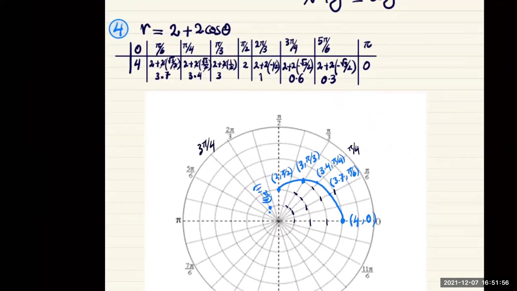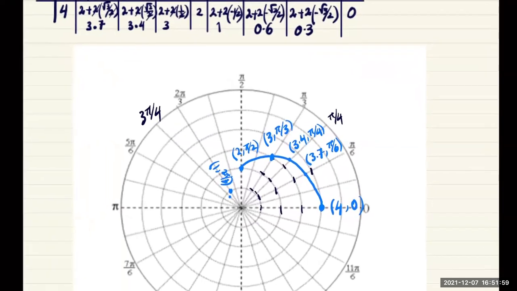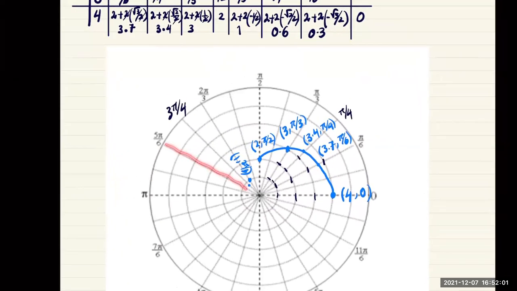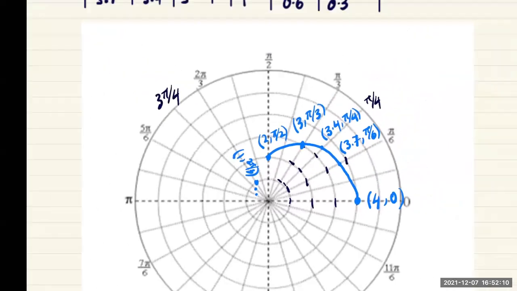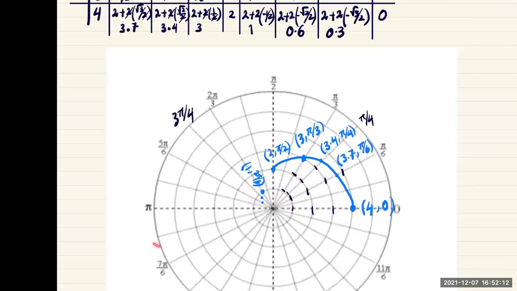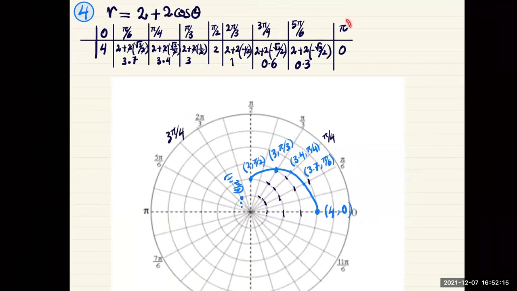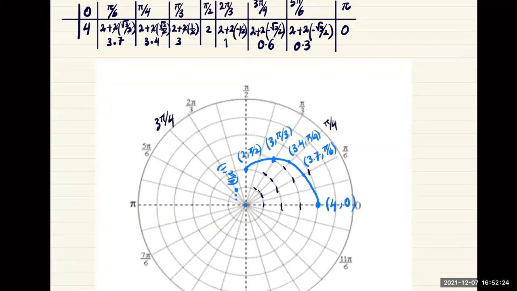And then we have 5 pi over 6, 0.3. Here is 5 pi over 6. You just go a little bit, 0.3. Good thing about having an iPad is that you can zoom. And then at pi, r is 0. So there, we're going to be right on the pole. If you connect these points, that's what we end up with.